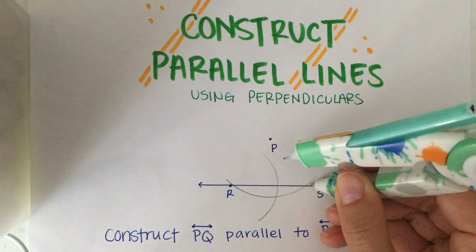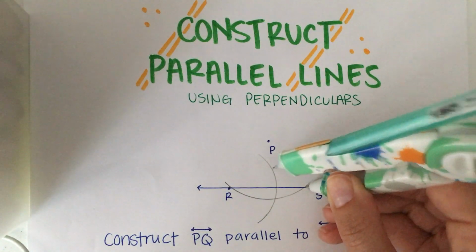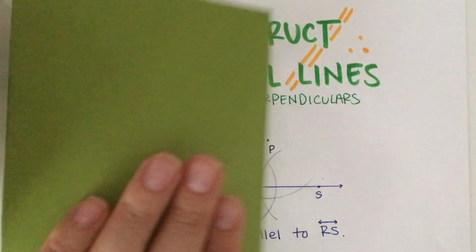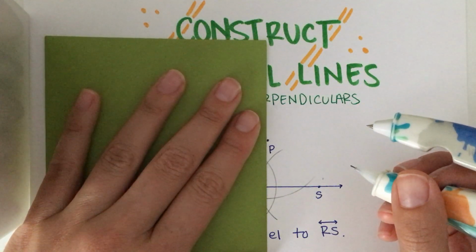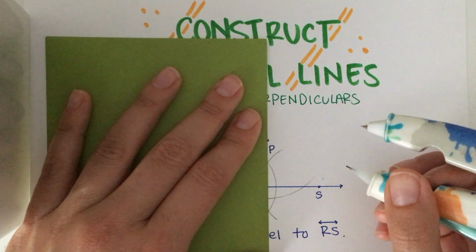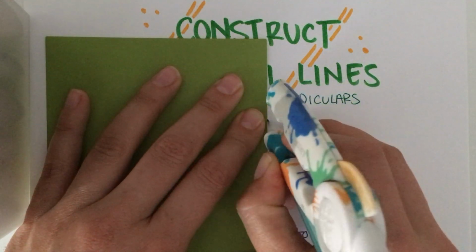Turn it around. All right, so here's my perpendicular line to line RS through point P. All right.